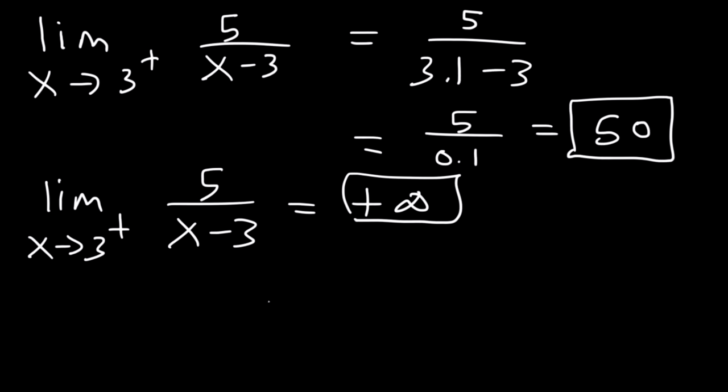Anytime you get a 0 on the bottom, it's either going to be plus or minus infinity. In this case, since we have a 0 from the right, it's positive infinity.